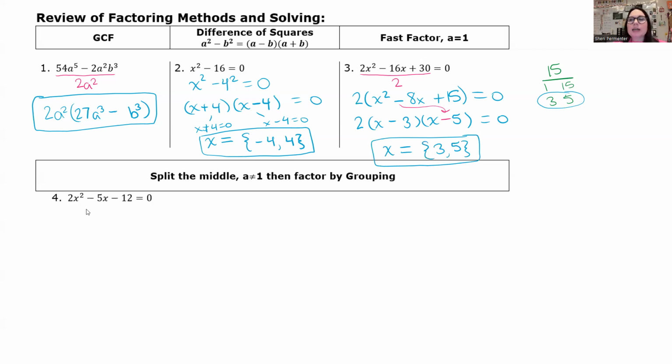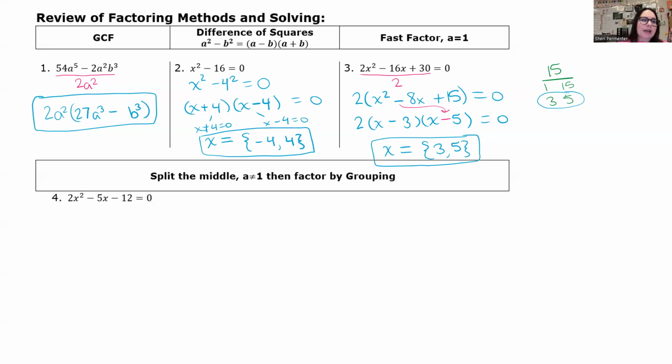The next one, is there a GCF? Can I divide anything out? Like here, our method of attack was that we found a GCF, we divided it out, and then it was fast factoring. Can we do that here? Yeah, 1 is the only thing, so that doesn't help us.